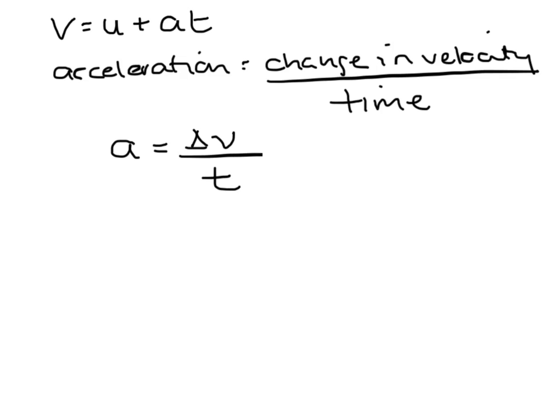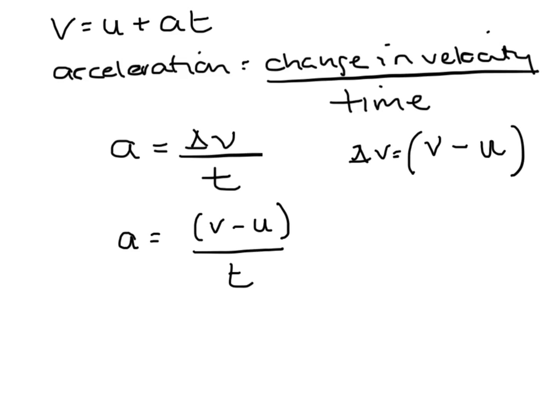Now when we talk about a change in velocity, we're talking about an object going from an initial velocity, a starting velocity, changing to a final velocity. So we can break delta V down into V minus U, where V is the final velocity and U is the starting velocity. So the change in velocity is just the difference between our final velocity and our starting velocity. We can put that back into our equation so that we now have A equals V minus U over T.